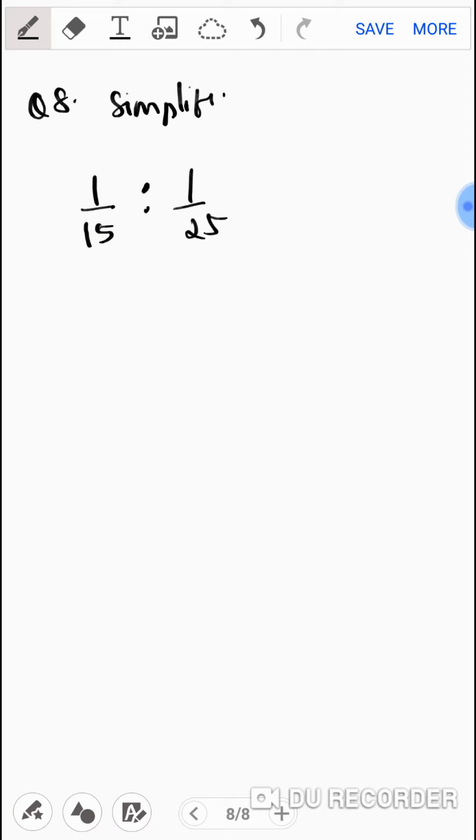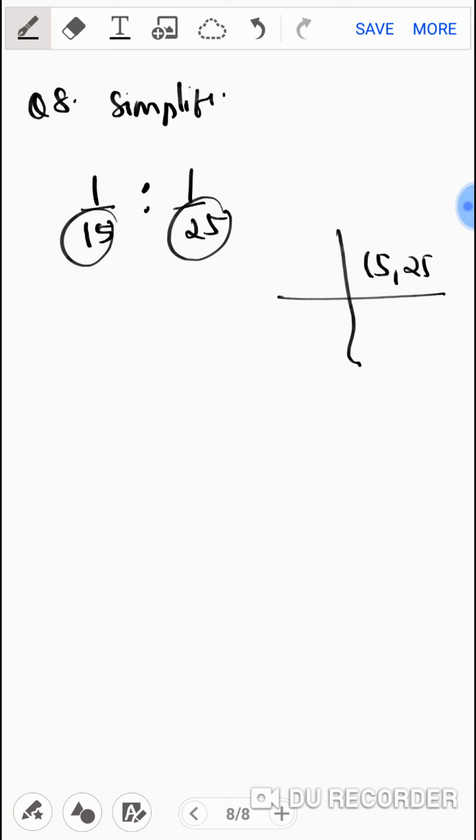We'll jump on to question number 8. Next is simplify. Your ratios are given as 1/15 is to 1/25 and you have to simplify these. My dear kids, if you want to simplify this, you have to just take the LCM of 15 and 25. And you will notice that the LCM of 15 and 25 you will get as 75.